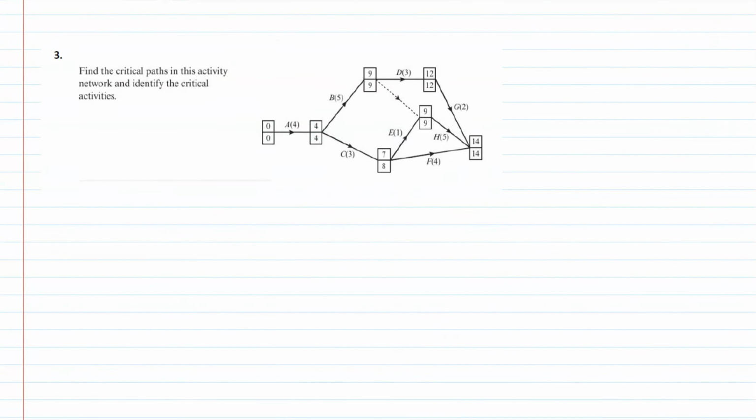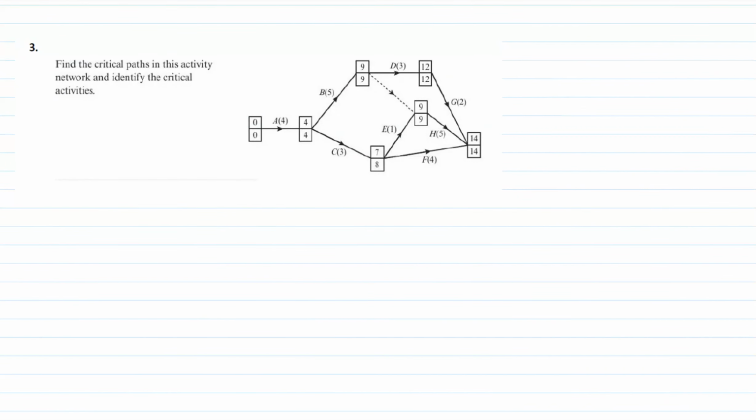Number 3. Critical paths in this one, and critical activities. So same kind of idea. So let's do our activities first, so we know which ones are critical, and then we'll look at where the paths are. So A, critical, 0, 0, 4, 4, and the duration is 4, so A is definitely critical. Just go alphabetical. B, same numbers, difference is 5, so B is critical.